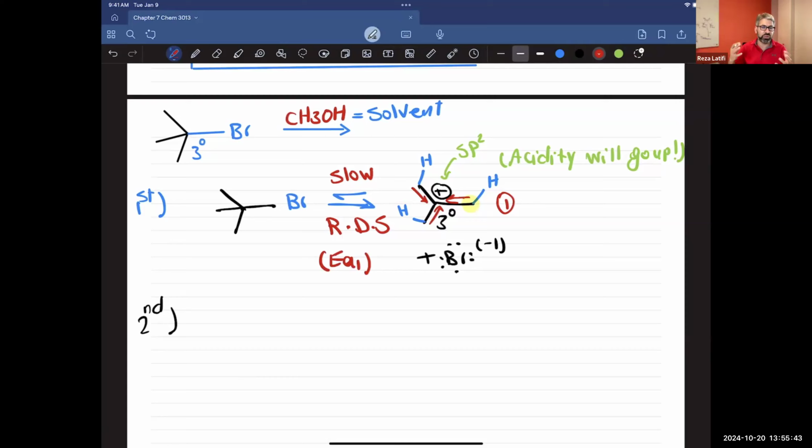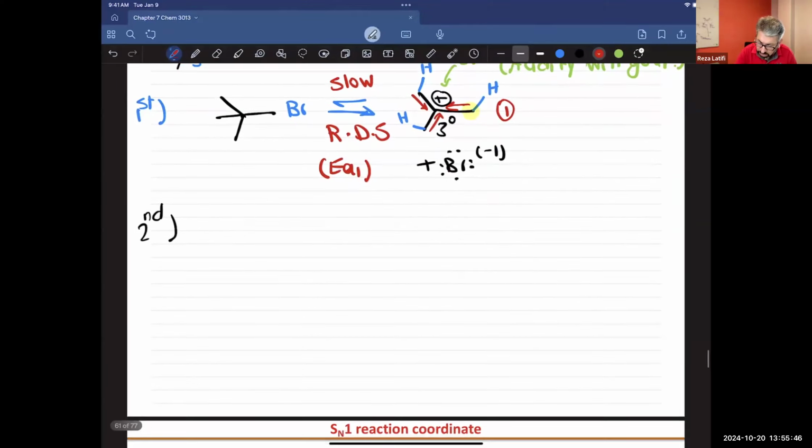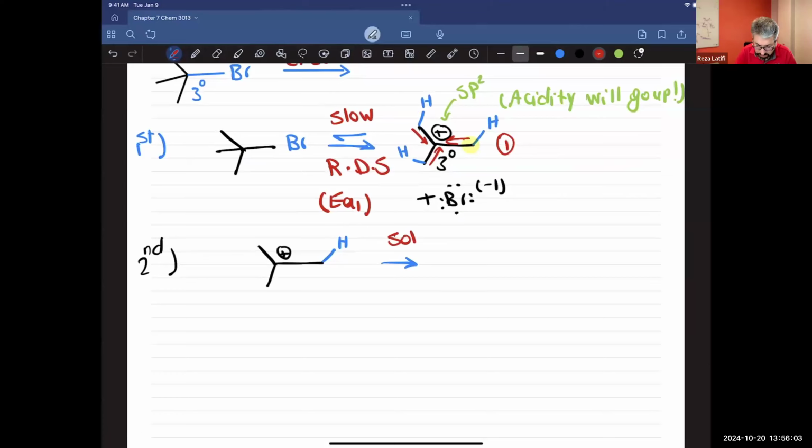So any of those hydrogens, very soon they will be acidic. And if that happens, then we have this possibility. Those H can react with a solvent, or let's say a base. I'm going to say a base here. And the base will take those hydrogens from the system. Again, your solvent can behave as a base and take the hydrogen out of the system.